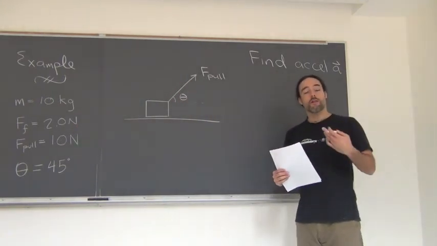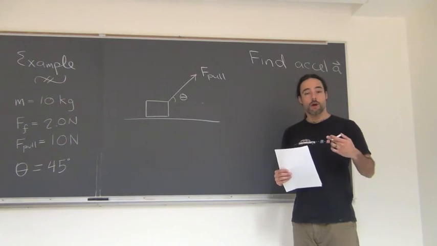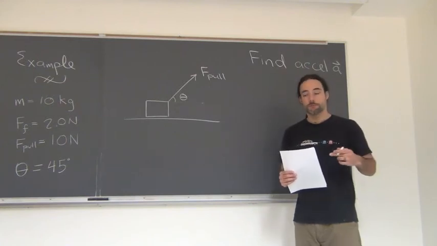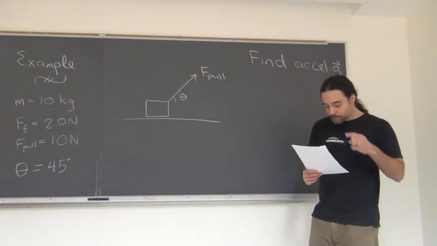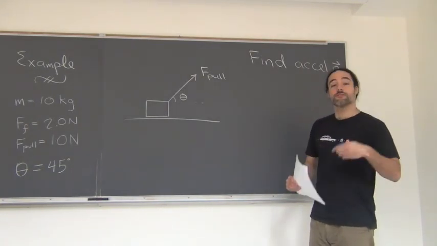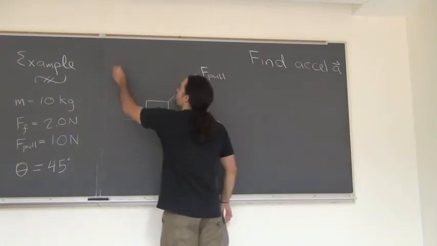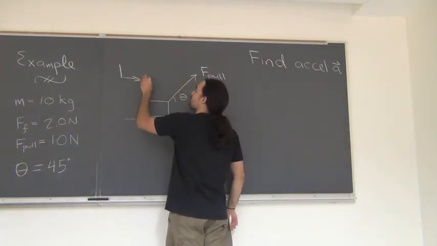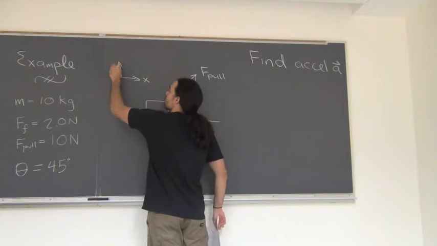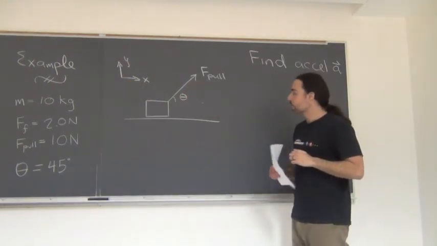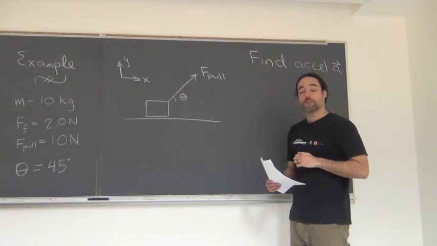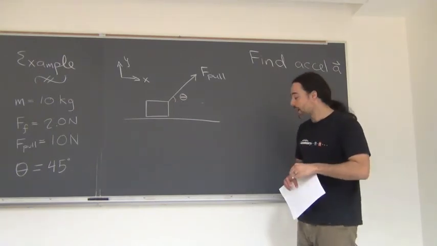Now, we want to go through all of the different steps for solving force problems. And we've already done step 1. We've drawn a picture. Next thing I want to do is define a coordinate system. So I'm just going to do that off to the side here. I'm going to say to the right is the x direction, and up is the y direction. So I've defined my coordinate system. Now I want to make a free body diagram.